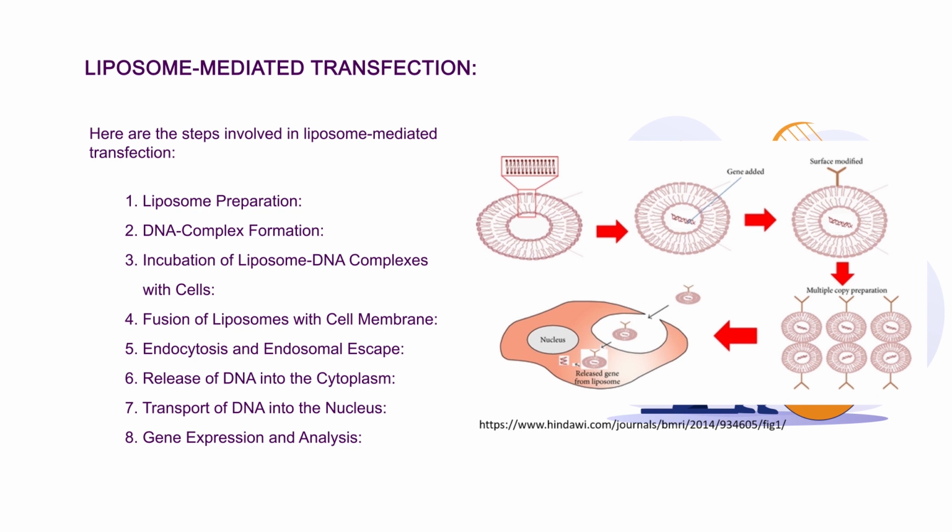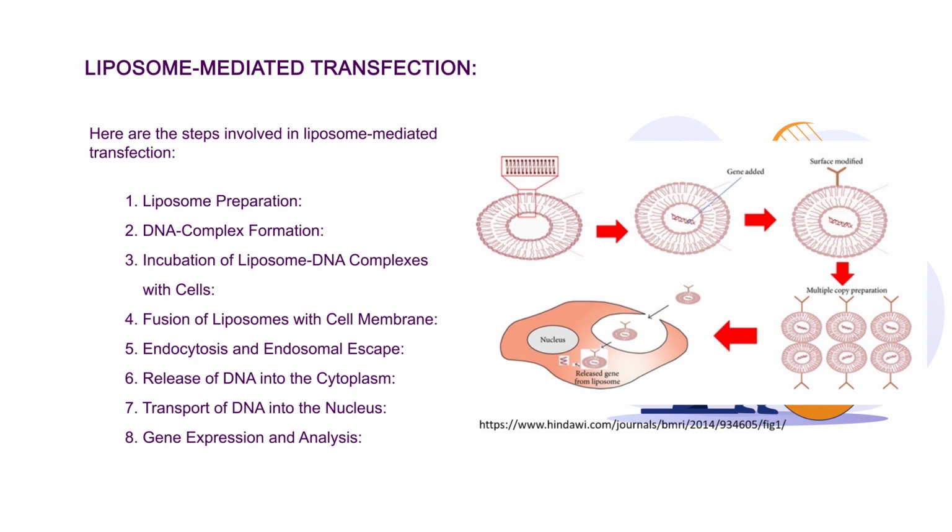Once the DNA is released into the cytoplasm, it should be transported into the nucleus. So, the released DNA must reach the nucleus of the cell to exert its effect. The DNA can enter the nucleus through nuclear membrane pores or with the help of a nuclear targeting signal present in the DNA sequence. The exact mechanism of nuclear import may vary depending on the cell type and the characteristics of the DNA.